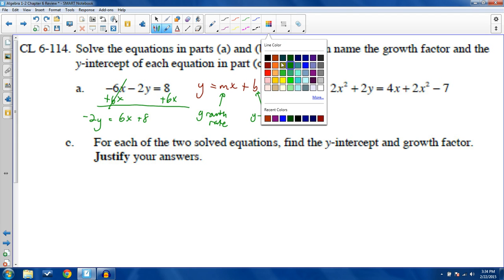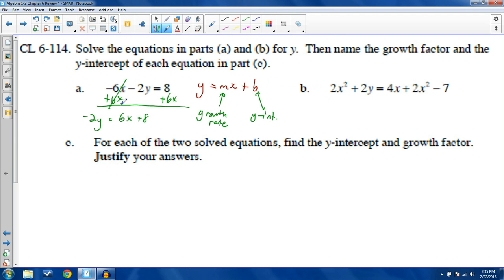Dividing both sides by negative 2, I have to divide everything by negative 2, and don't forget that it's a negative number. So we'll get, I don't have much room, I'll just write it over here. y equals 6 over negative 2 is negative 3, with the x. 8 divided by negative 2 is negative 4. So y equals negative 3x minus 4, that's for A.